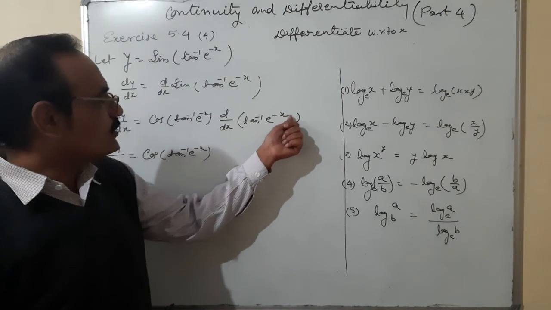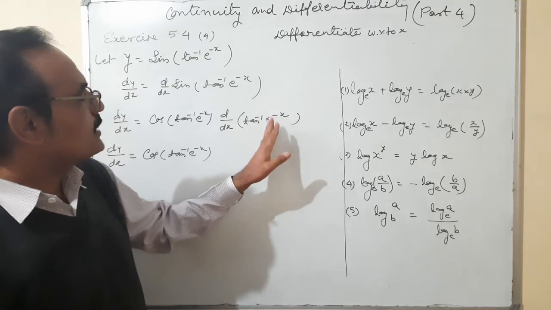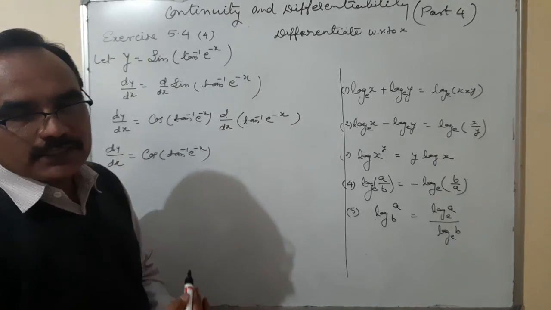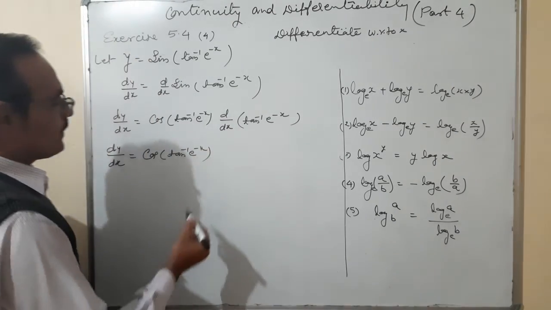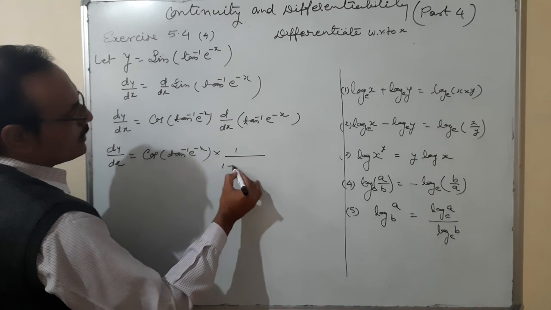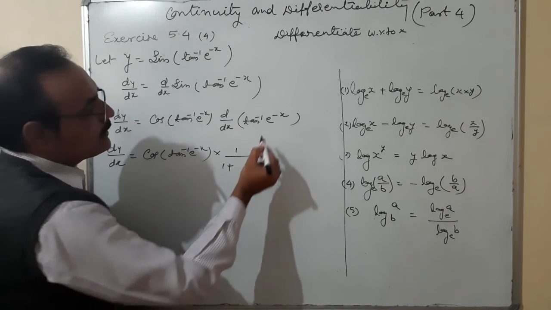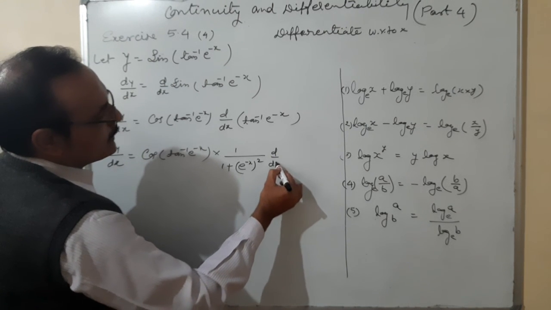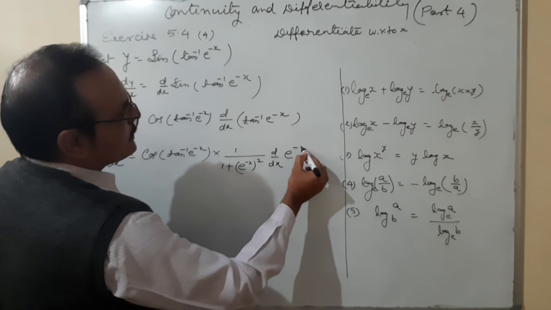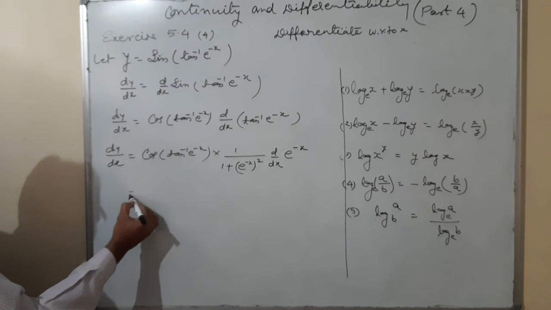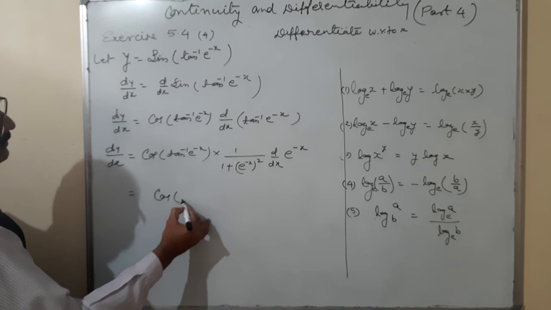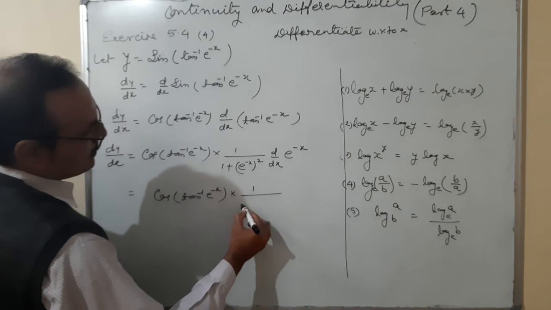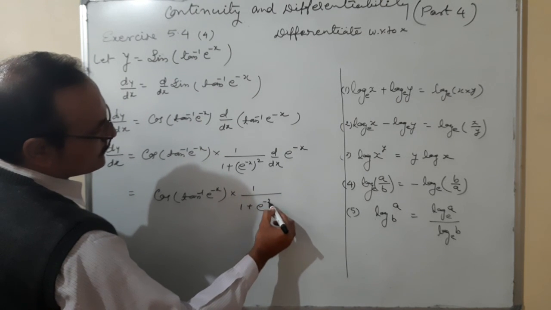Differentiation of tan inverse: now this term e to the power minus x I am considering as t here. So it is tan inverse t, and the differentiation of tan inverse t is 1 upon 1 plus t square. T is e to the power minus x, so it is 1 upon 1 plus e to the power minus x whole square. And again the differentiation of t, that is e to the power minus x. This means cos tan inverse e to the power minus x multiplied by 1 upon 1 plus e to the power minus 2x.